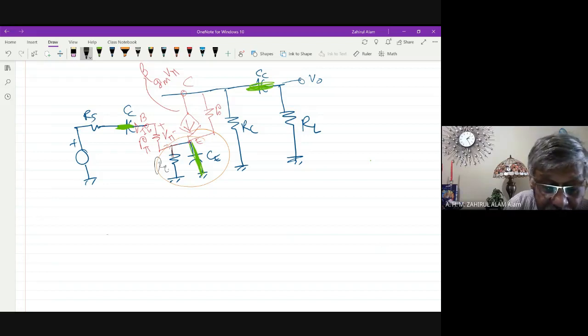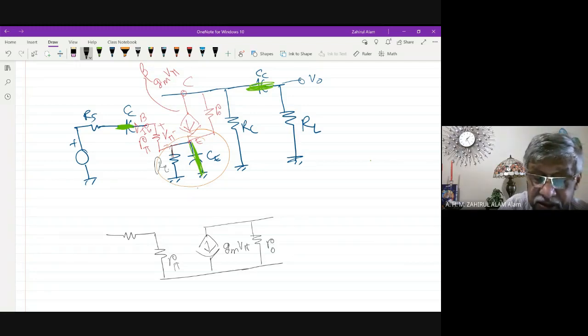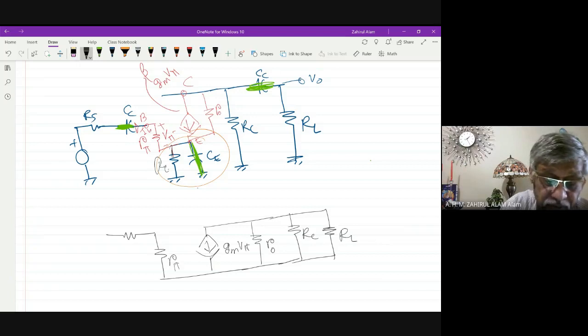Then I can draw this one. Because now it is connected to ground, so R pi. Then this is the current source, gm V pi. Now I introduce gm and the parallel resistance, and this is RC, and this is RL. I forgot, there is also one resistance over there, which is RP.